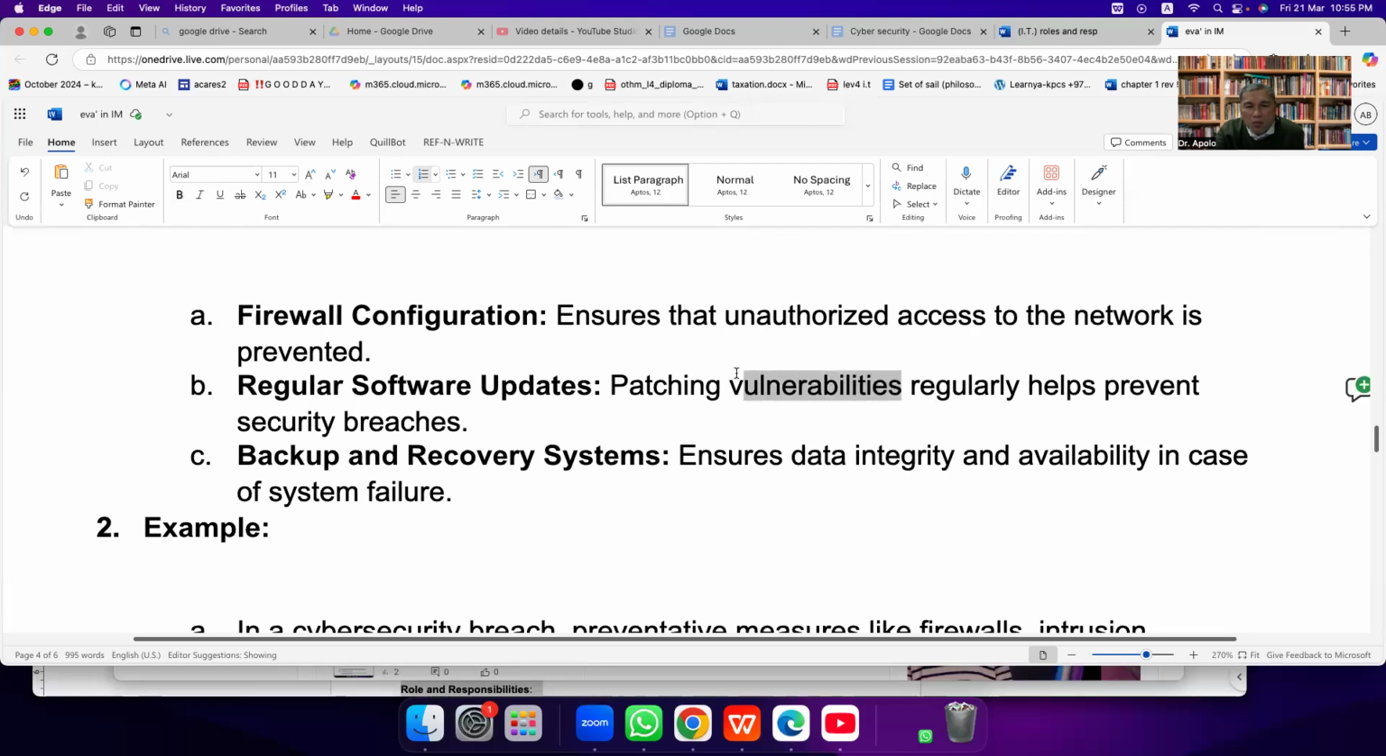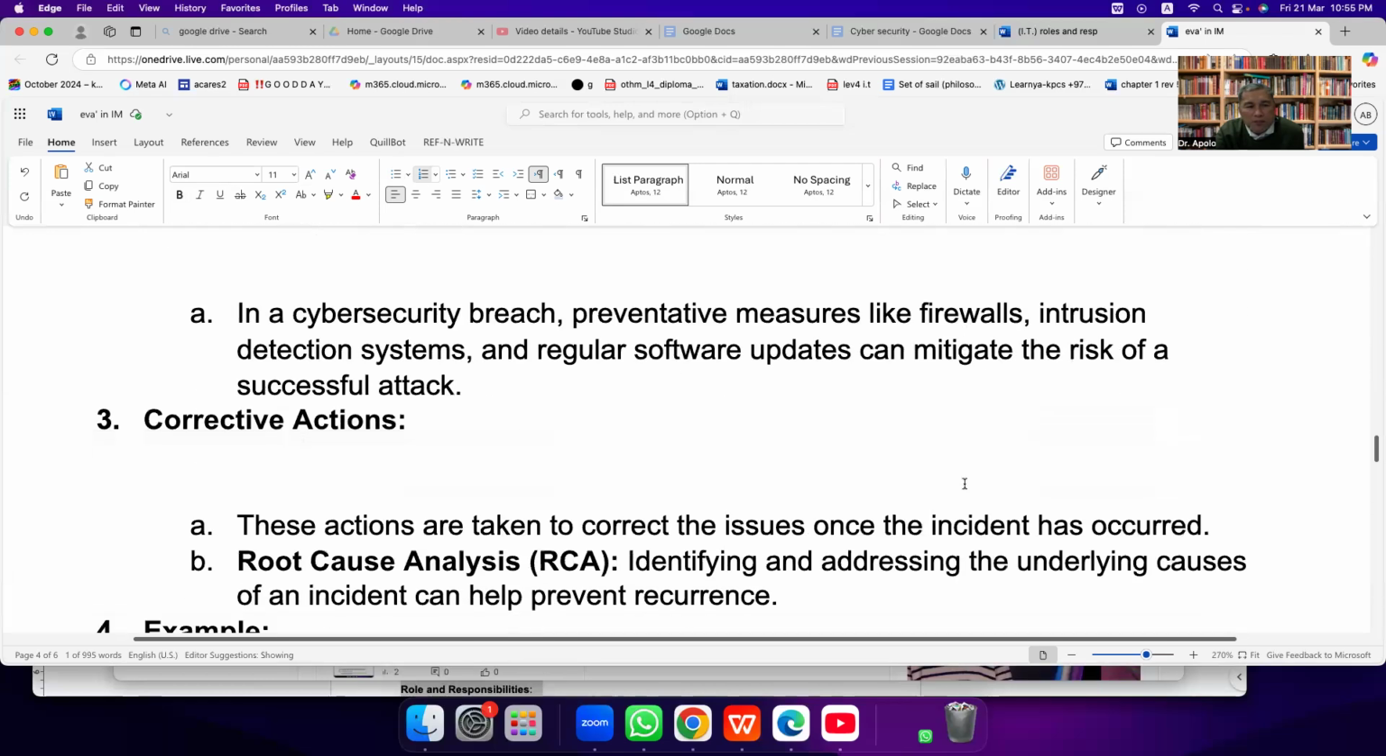Maybe the software is open, and regular updates help prevent security breaches. Then the backup and recovery system ensures data integrity and availability in case of system failure. Example: in a cybersecurity breach, preventive measures like firewalls, intrusion detection systems, and regular software updates can mitigate the risk of a successful attack.